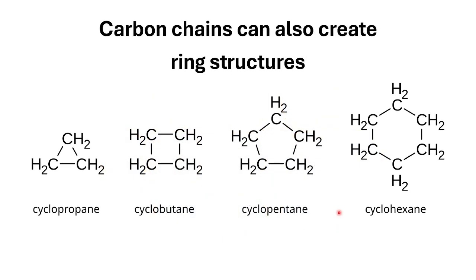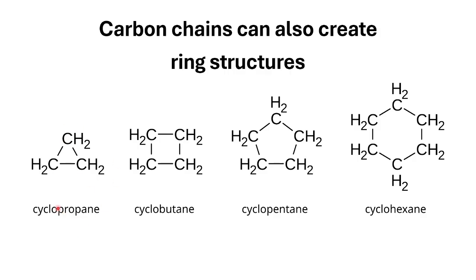Now, one thing about carbon is that it can also make ring structures. So these are some of the most simple kinds of carbon-based ring structures that you can find. So we're only looking again at hydrocarbons here. So cyclopropane is three carbons, right? Because there's three of them. It's called cyclo because it's making a circle with itself.